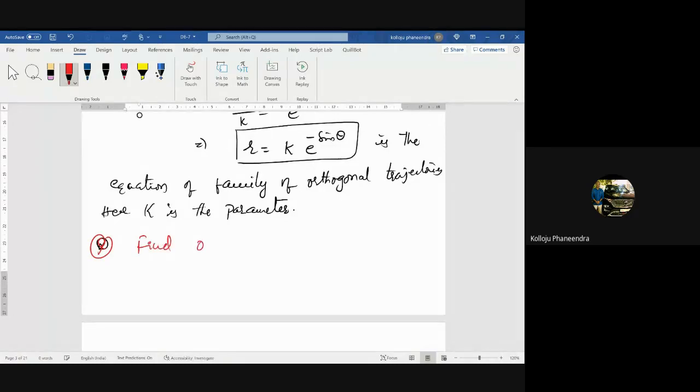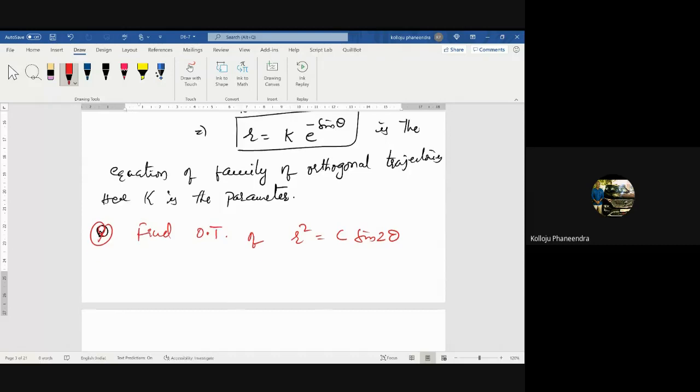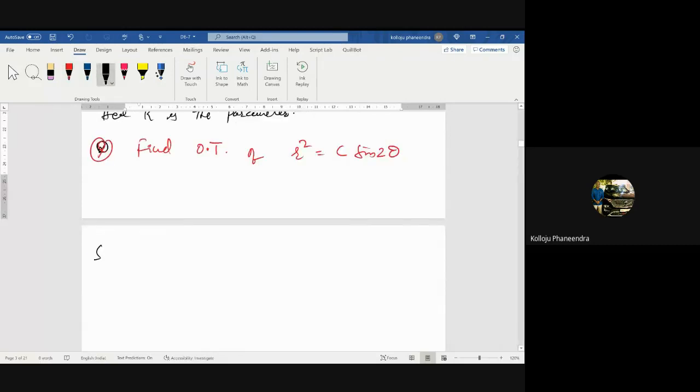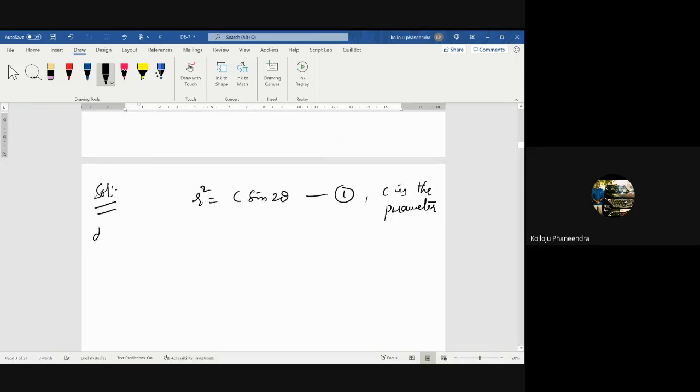Find orthogonal trajectories of r square equal to c into sine 2 theta. Solution. r square equal to c into sine 2 theta, equation 1. The given curve, c is the parameter. Then differentiate with respect to theta.